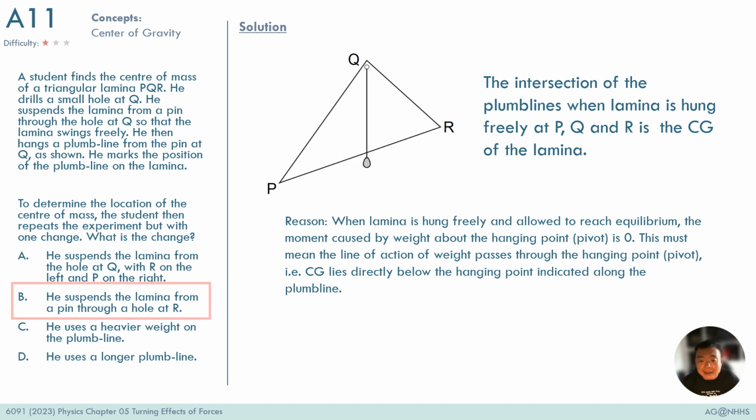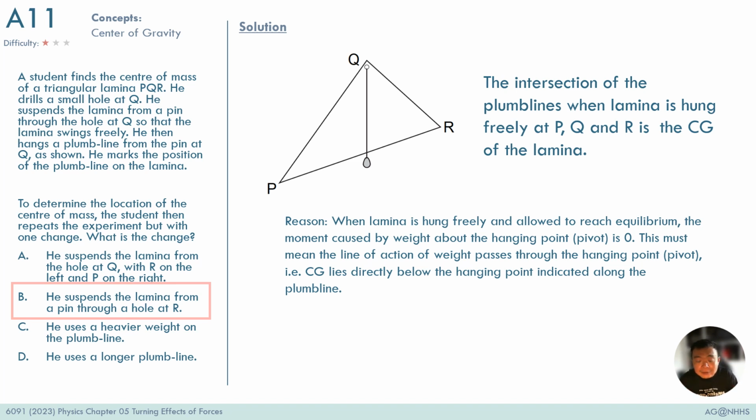So the reason behind why this plumb line method works, why the intersection of the plumb lines gets you the CG position, is that when you are able to hang the laminar freely, ultimately the laminar will just come to a stop and it will not rotate anymore. So it's at equilibrium. And we know that at equilibrium there are no turning moments. The turning moments are balanced.